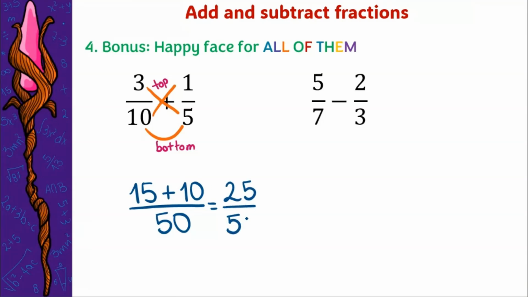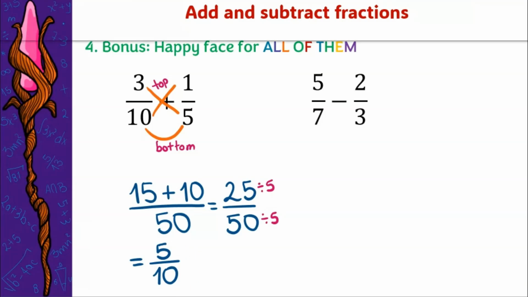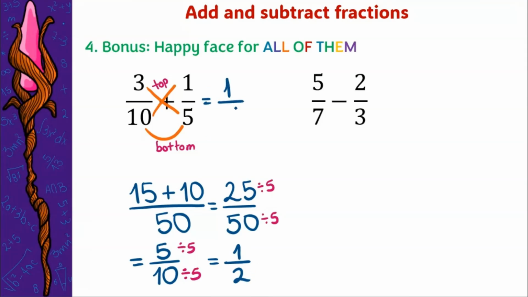over 50. We can simplify this by dividing by 5. That's going to give us 5 over 10. And notice that we actually could divide by 5 again. Equals 1 over 2. So the answer of this addition is 1/2. Let's do it with this one.